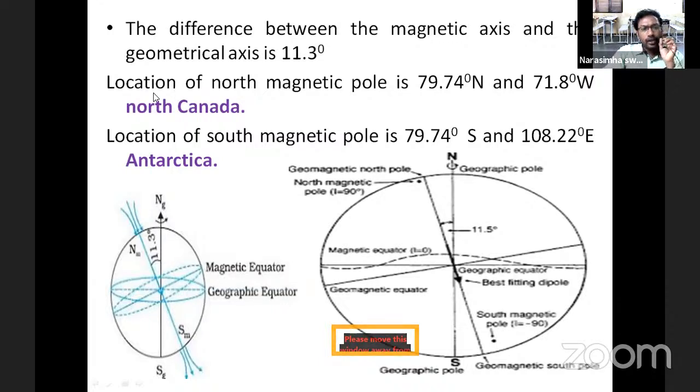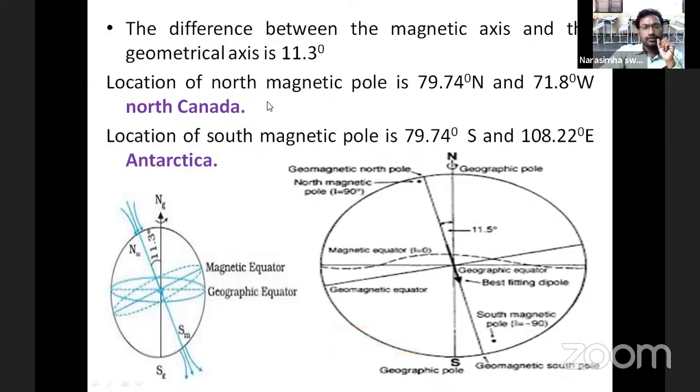Now, the location of the north magnetic pole. Have you observed this diagram? As per our textbook, NG is the geographical north, and N is the magnetic north. This is geometrical north and this is magnetic north. Similarly, opposite to this are the magnetic south and the geometric south. The equator also changes with respect to the poles: this is called the magnetic equator and this is called the geometrical equator.